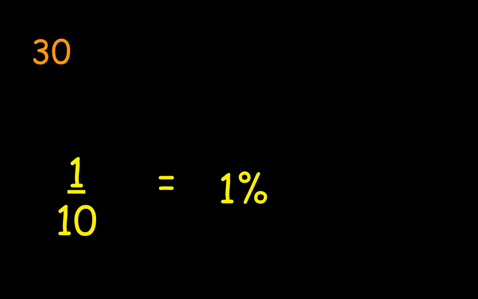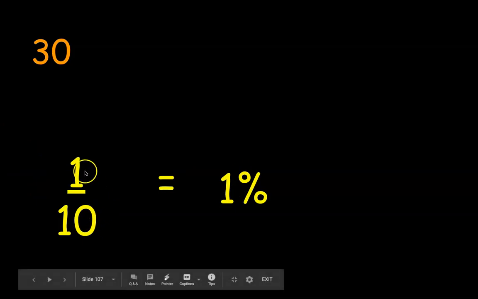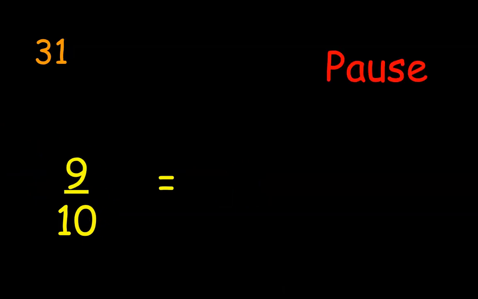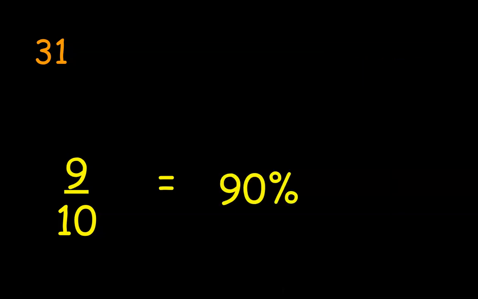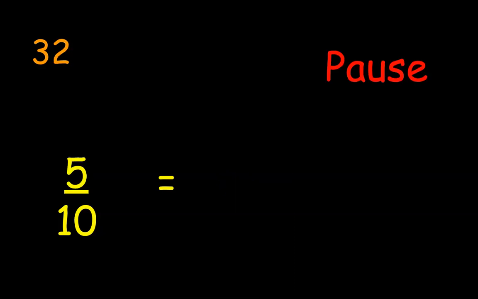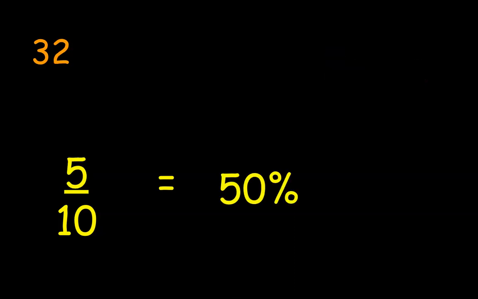And I see I have made a mistake there. The answer is actually 10%, not 1%. So that should be 10%. Multiply by 10 here, multiply by 10 at the top. 90%. 50%.